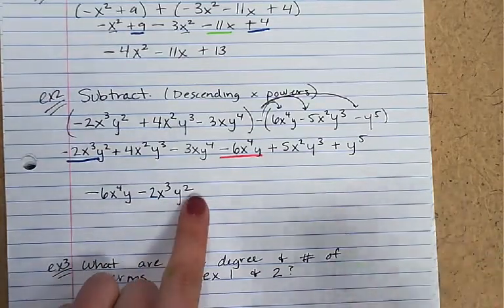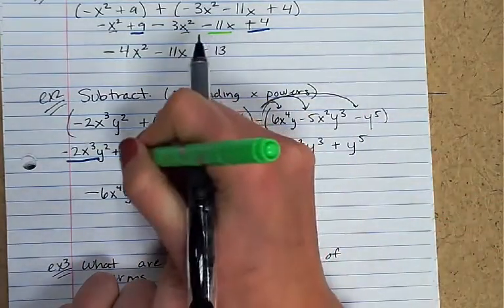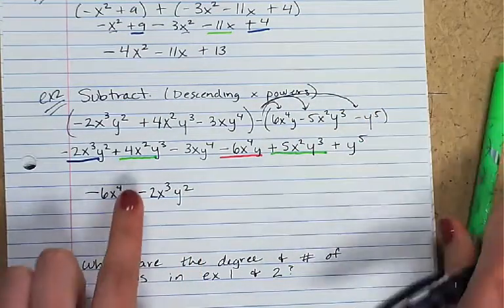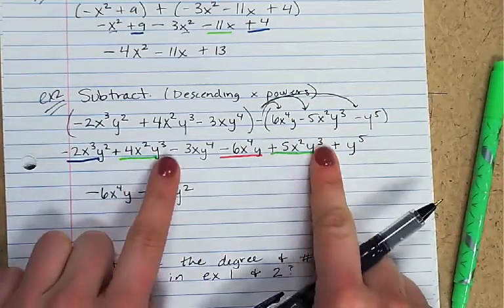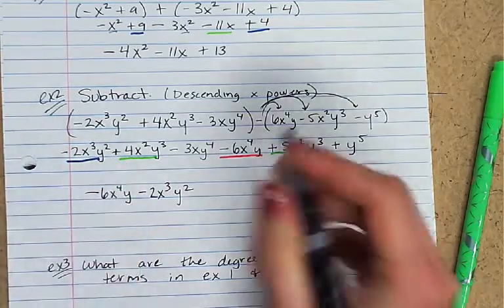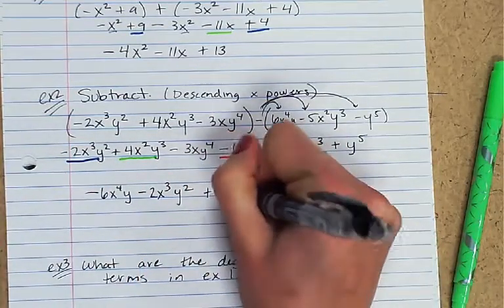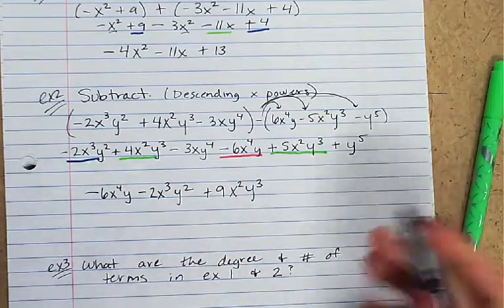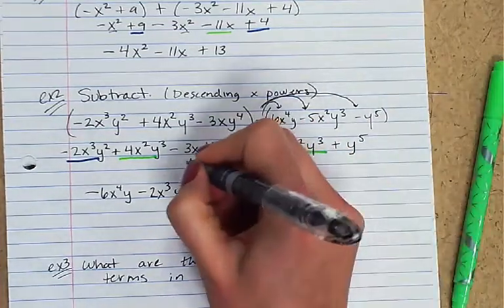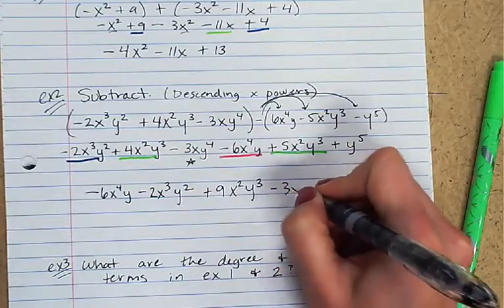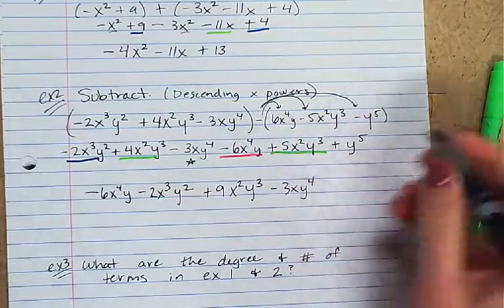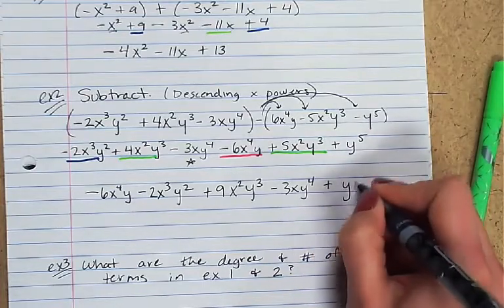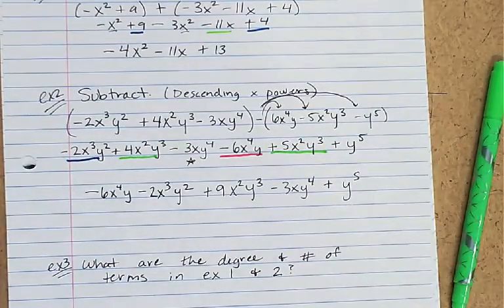So x to the fourth, x cubed, now x squareds. Got one there, it looks like we got another one here. Those ones we're going to put together because they're both x squared y cubed. So 4 plus 5 is positive 9x squared y cubed. Then just a singular x on its own, just this guy here. So minus 3xy to the fourth, and always go, oh, no, that's not a constant, but y to the fifth is going to go last.